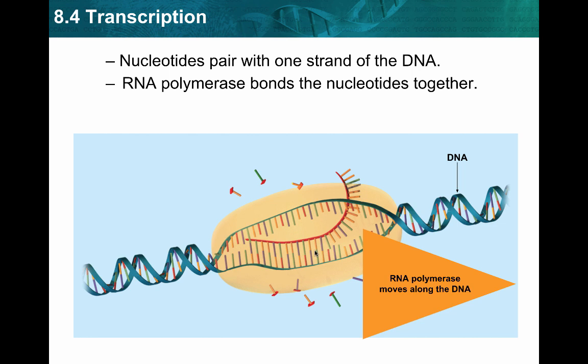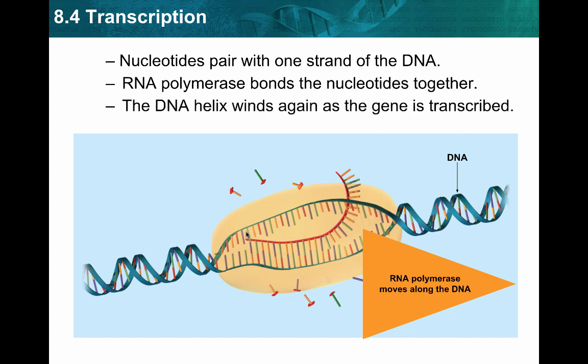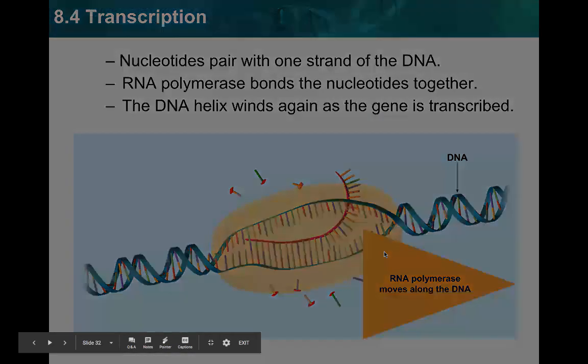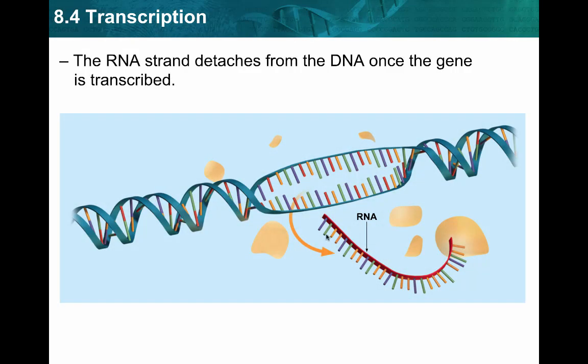Now, this is a temporary bond, right? These are just hydrogen bonds, so these don't last. But RNA polymerase bonds these nucleotides together, creating the sugar phosphate backbone on my RNA molecule. And as this gene gets transcribed and we make our copy of messenger RNA, my DNA will wind right back up again, back into that helical shape. Once that RNA strand is made and transcribed from the gene, it disconnects, and now it's free to go out to the cytoplasm to get converted into a protein.